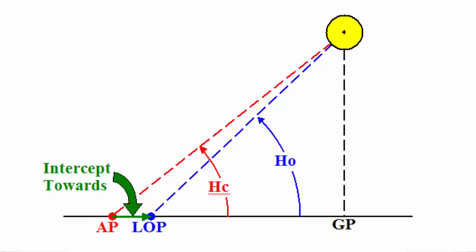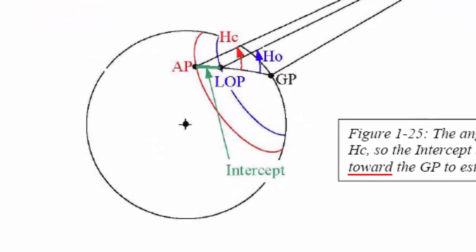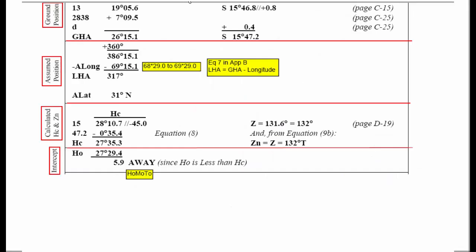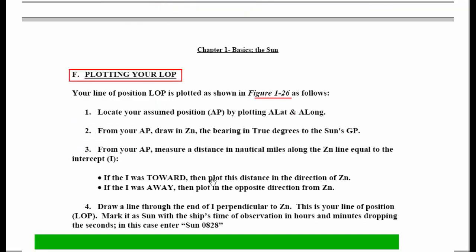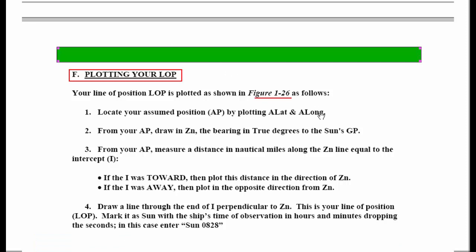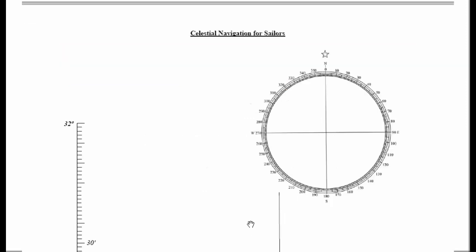So let's go back here, and we see that. And let's go back to our calculation, and we see that HO is less than HC. Therefore, we define this 5.9 as being away from the direction of the GP. Now, the next part of this tale is to plot your LOP. And this is shown in figure 126 on the next page.